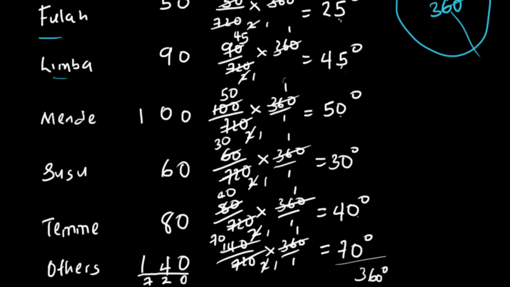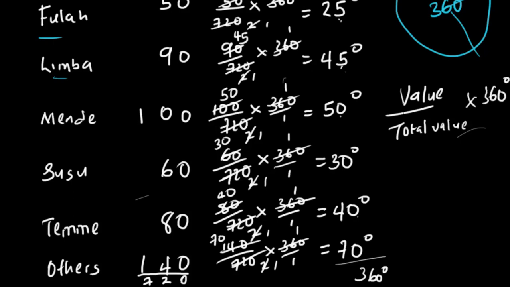Do you understand? Now the final step is to represent this in a circle. So this is how to represent data in a pie chart. The first thing is to turn the numbers given into degrees, and you can do that by taking the value over the total value times 360 degrees. It doesn't matter if it is the number of children: you have the number of children over the total number of children times 360 degrees for each of the data given. Do you understand that?